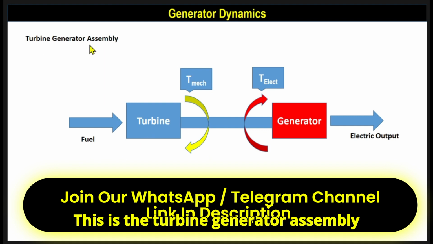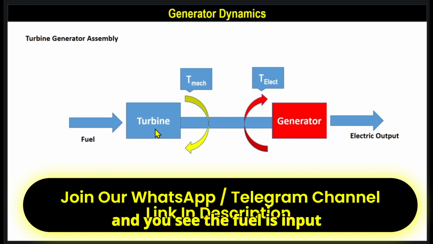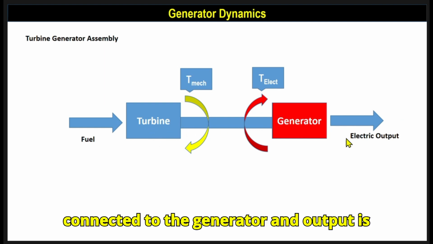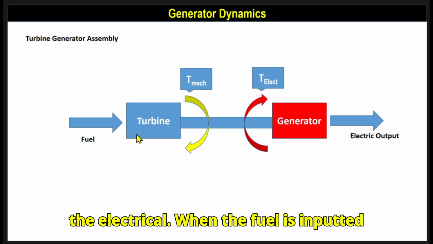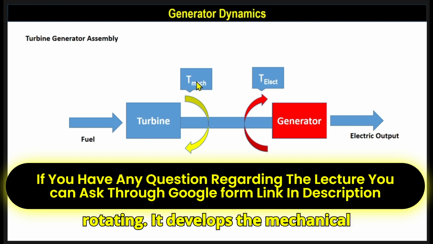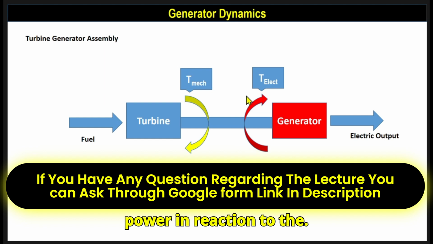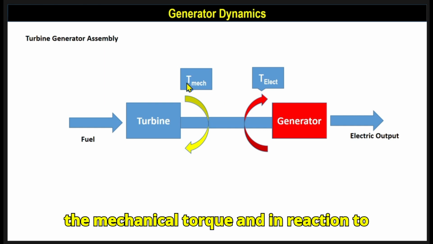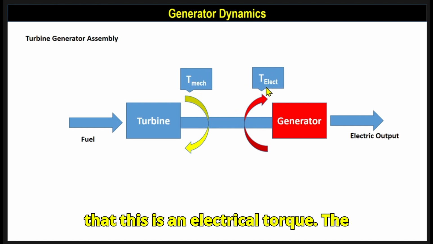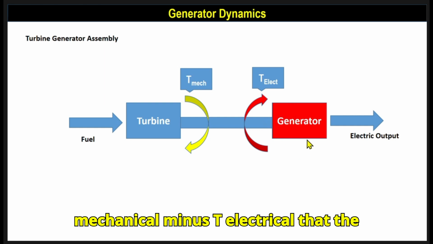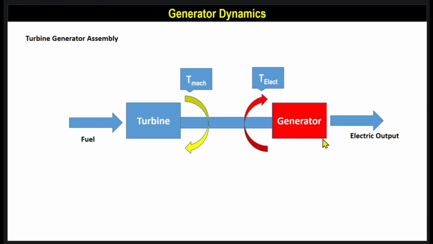This is the turbine generator assembly, and you see the fuel is input to the turbine and the shaft is connected to the generator and the output is electrical. When the fuel is inputted, the turbine starts rotating and develops mechanical power. In reaction to the mechanical torque, an electrical torque is developed. The net torque will be T mechanical minus T electrical. That net torque generates the electrical output.